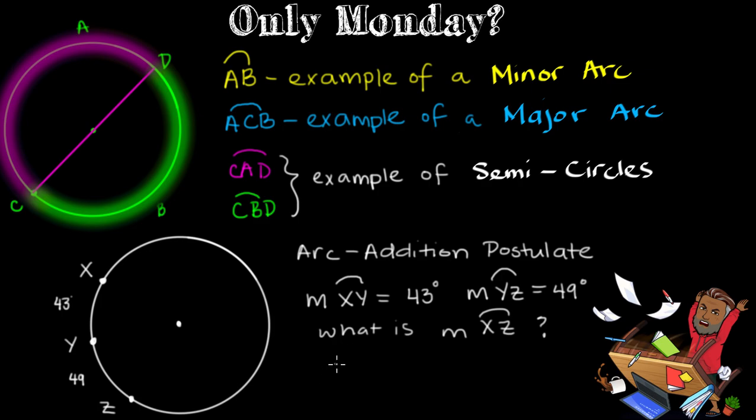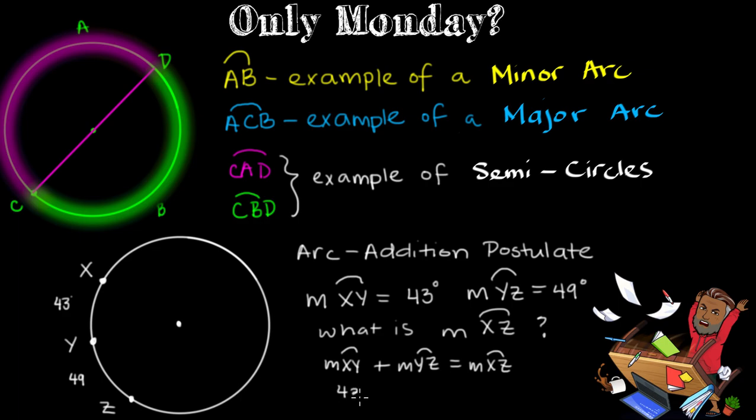Now, what the postulate states is that if you were to take the arc xy and add it to the arc yz, their sum should equal the measurement of arc xz. So this piece plus this piece must add up to the entire piece. So now I can just substitute those pieces in.